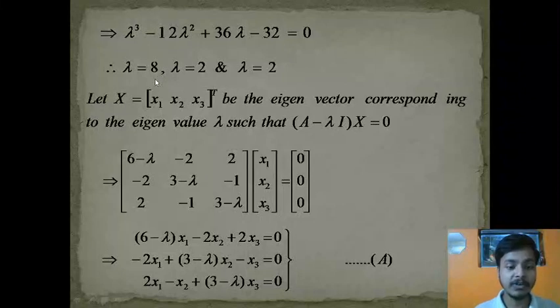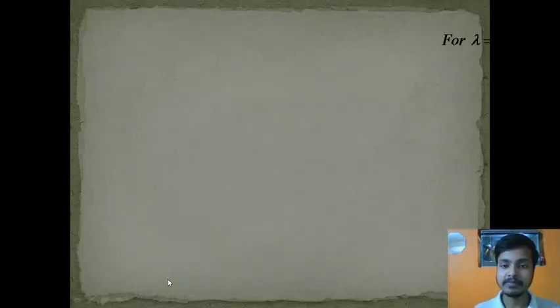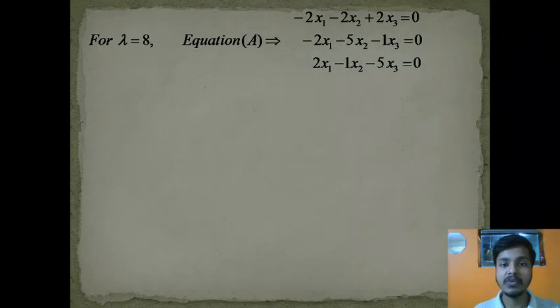What exactly we are going to do in the next slide is put lambda equal to 8 in all three equations. For lambda equal to 8, equation A will imply this. Okay, so these are the three equations, and as lambda equal to 8 is a non-repeated eigenvalue, we can make use of the procedure that we adopted in the last learning video. So out of these three equations, I will consider the first two and apply Cramer's rule to get the values of x1, x2 and x3.